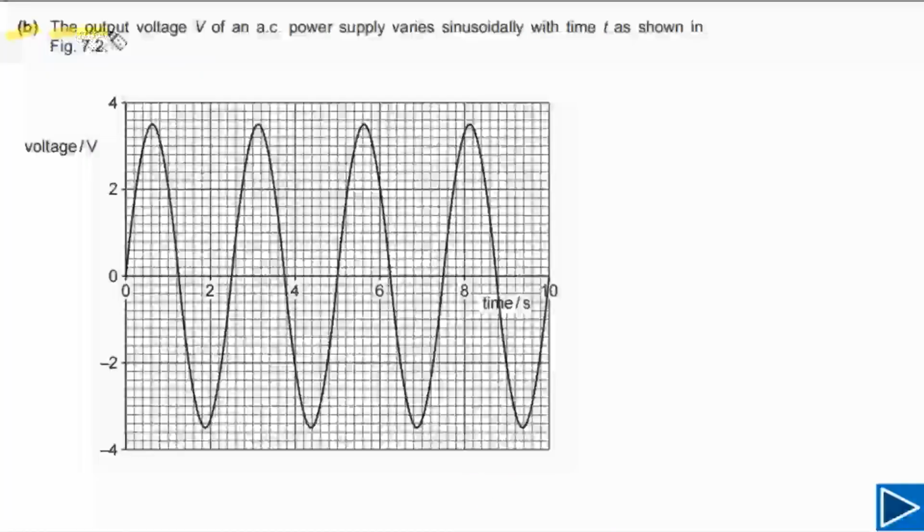For part B, the output voltage V of an AC power supply varies sinusoidally with time as shown in figure 7.2. So as you can see, this is a sinusoidal graph, or simply a sine graph.